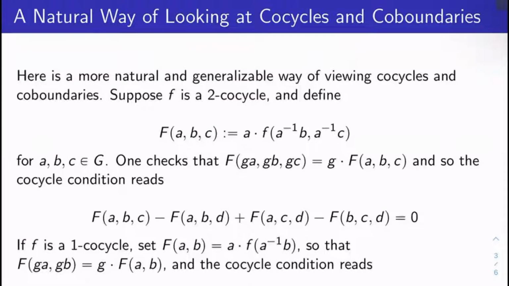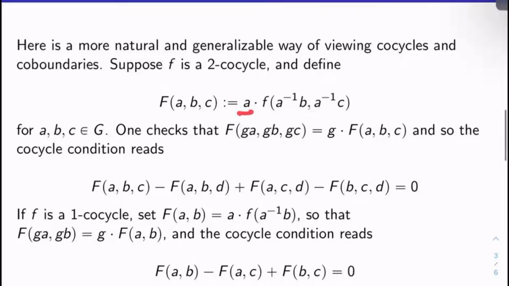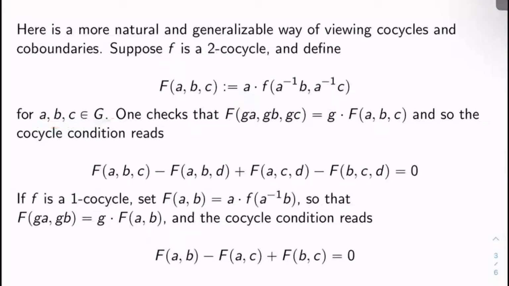So suppose f is a 2 cocycle, and let's define big F of a, b, c to be a times little f of a inverse b, a inverse c. Remember, little f is a function from G cross G to X satisfying certain properties. So this makes sense. And I like to remember this as the a here desperately wants to go inside the f and cancel these a inverses, giving us just f of b, c, but it's stuck outside. Okay. And a, b, and c here are in G, of course. So you can check just with a calculation that big F of ga, gb, gc is nothing but g times big F of a, b, c. So that's nice.